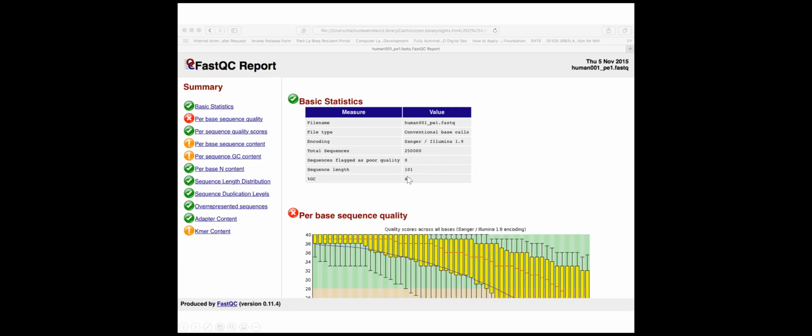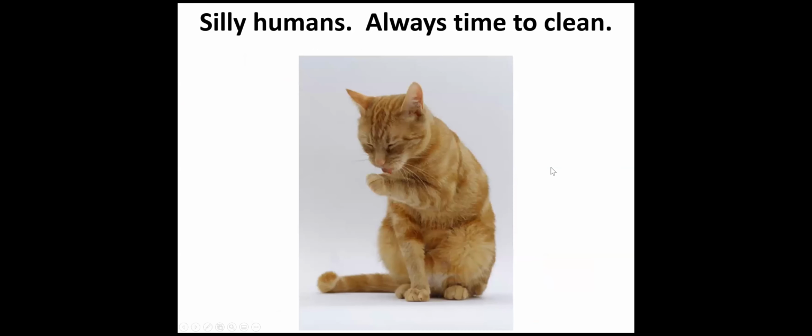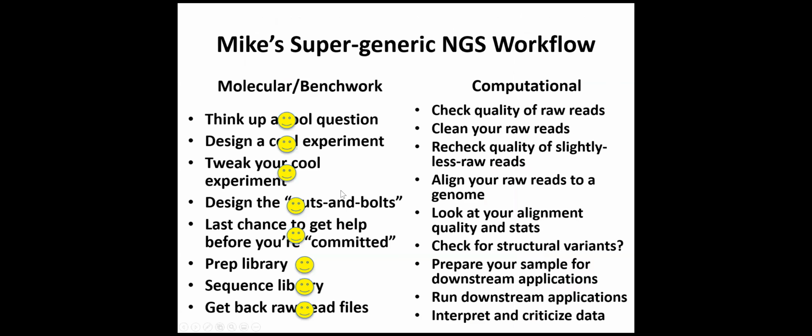We have our sequence length. We have our %GC content. We also have our encoding. So this is actually telling us what kind of quality score encoding we have. You'll also see along here that we have our summary, and we see that we have a big red X next to per base sequence quality. So this big red X tells us there's something wrong with per base sequence quality. So options here, we can either give up or we can do a little bit of cleaning. So where are we right now in our pipeline? We have to clean up our raw reads.